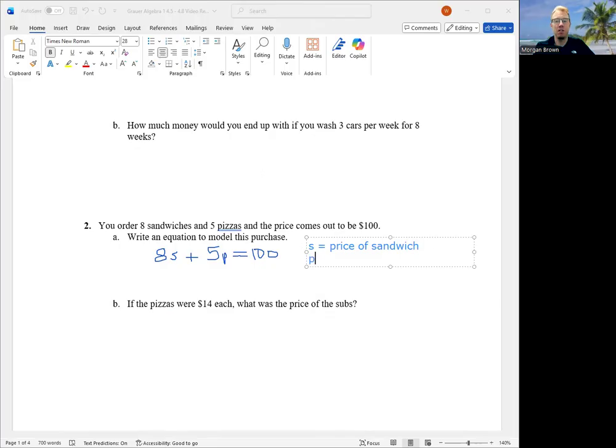And then P is the same thing. I know I got 5 pizzas, but I don't know how much money it cost me. So this is the price of pizza. And another way to tell that my variable is price is because at the end it's telling me it was $100. So the thing that I'm calculating is the amount of money I paid.